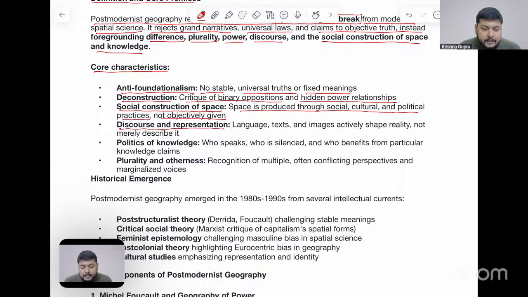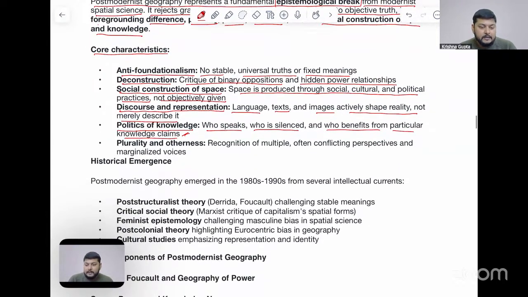Discourse and representation: language, text, and images actively shape reality, not merely describe it. Then politics of knowledge. Who speaks? Who is silenced? Who benefits from particular knowledge claims? This is also seen as a part of the postmodernist geography. Plurality and otherness: recognition of multiple, often conflicting perspectives and marginalized voices is one of the important parts of this.